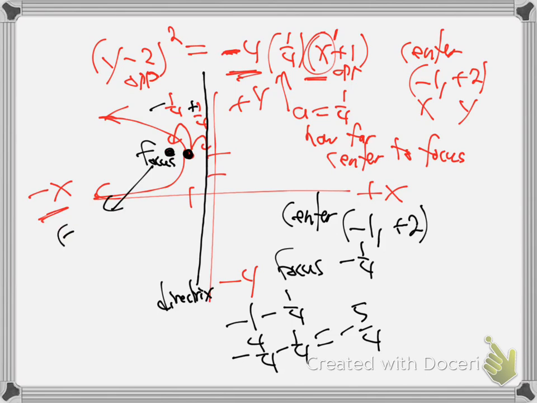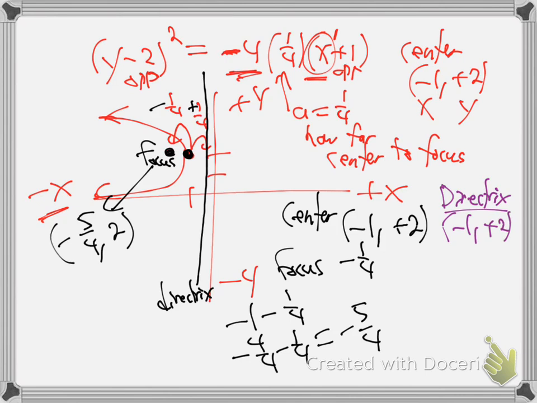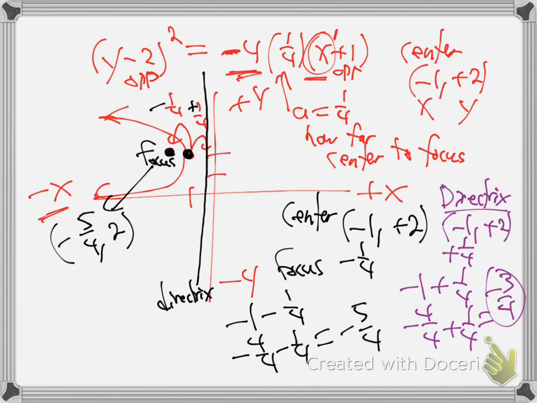The focus is -5/4, 2. The y coordinate doesn't change. It just moves left. And then what about the directrix? Over here, for the directrix, you take the center, which is -1, 2, and you add 1/4. So -1 plus 1/4 is -4/4 plus 1/4, which is -3/4 for the x coordinate, isn't it?